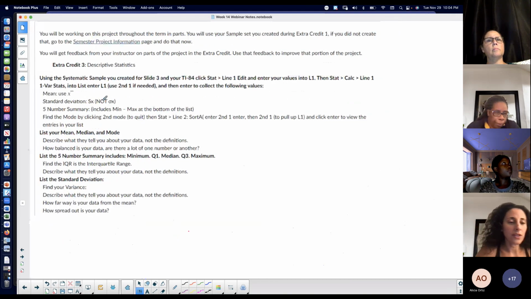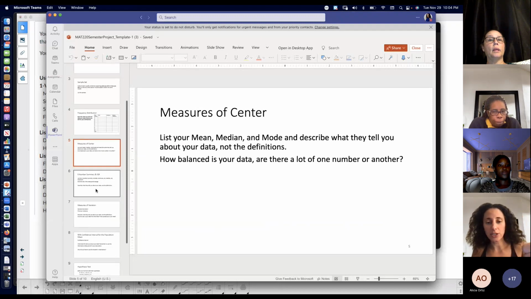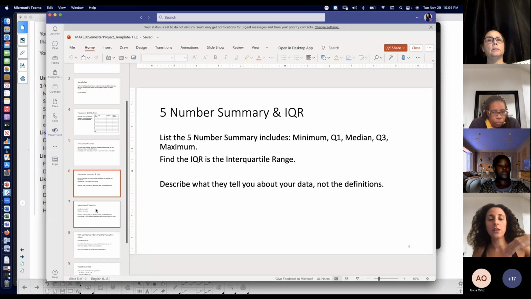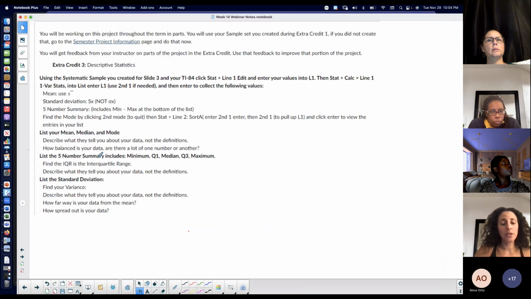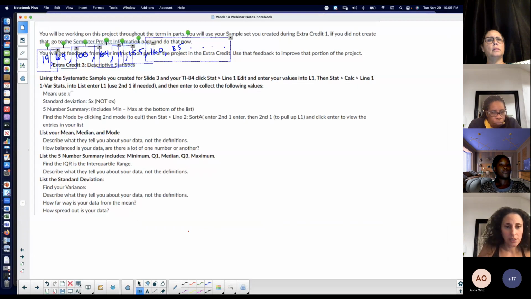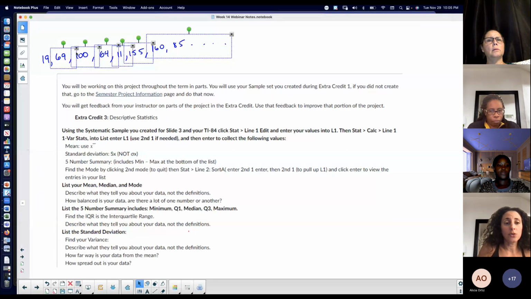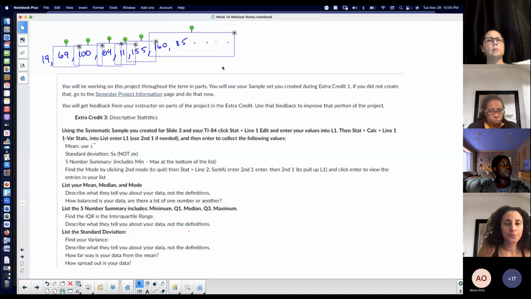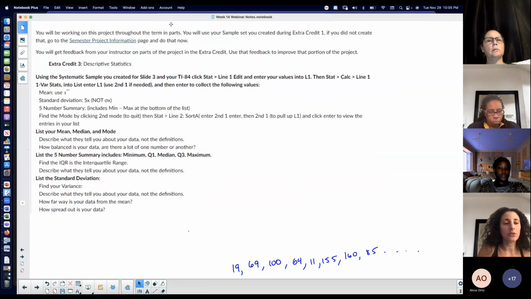And this was extra credit 3. So basically, I'm going to do all this in one shot, because measures of the center, 5-number summary, and measures of variation can all technically be found in the same process. They can all be found in the same place in your calculator, okay? So I'm going to do all of that in one shot. So basically, I'm dealing with 3 slides in one shot. Not interpreting, but finding those values.